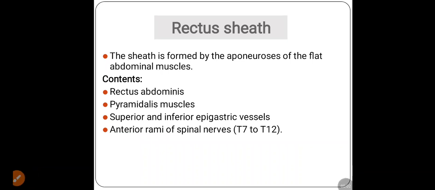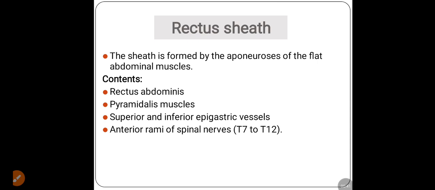Rectus sheath. The sheath is formed by the aponeurosis of the internal oblique, external oblique, and transversus abdominis, which invest the rectus abdominis. So the sheath itself is formed by the aponeurosis of the internal oblique, external oblique, and transversus abdominis.